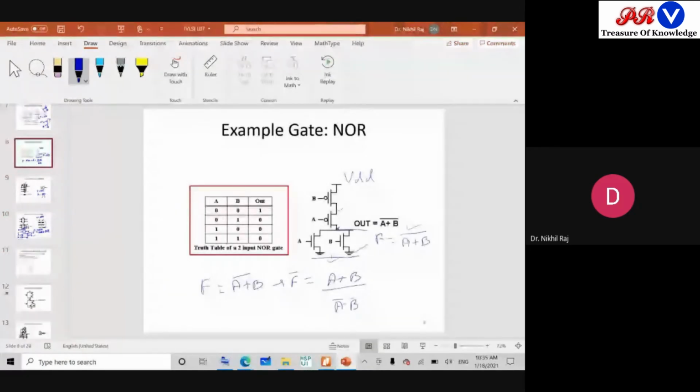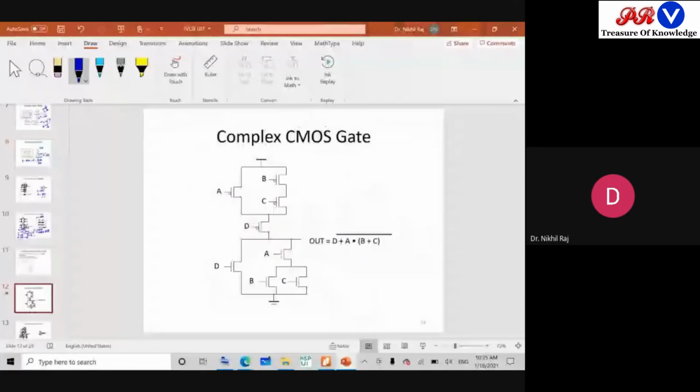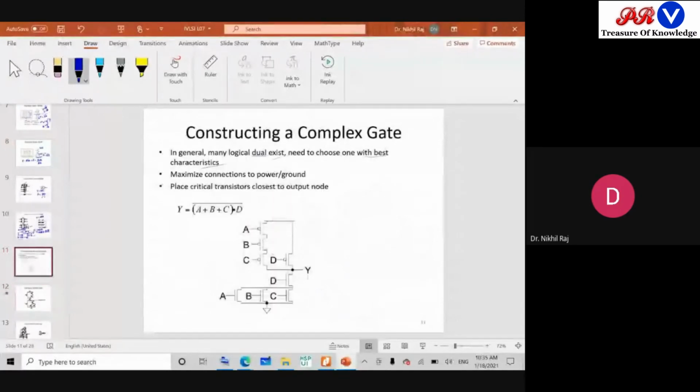Okay, now we'll see here only. We see that the best connection depends on how the number of transistors is arranged. In this example, we'll see how to choose the best connection. First, to realize that, we should not always maintain duality. There can be an architecture with the best performance based on the arrangement, and we have to maximize connections to the power and ground and place the critical transistor closest to the output node. So what does this statement mean? We have to maximize the number of transistors with a connection to the power or ground.